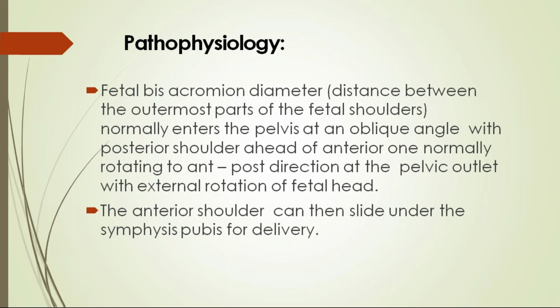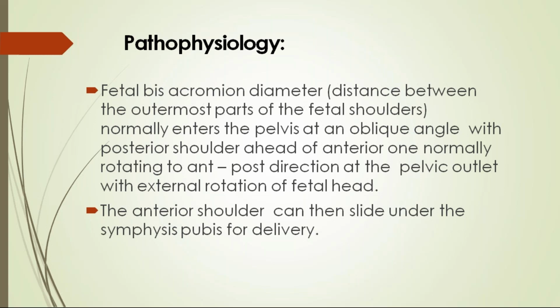Coming to pathophysiology, to know something is abnormal, we should know what is normal, the normal physiology that occurs during delivery of the baby. Normally, the fetal bisacromial diameter, that is the distance between the outermost parts of the fetal shoulders, enters the pelvis at an oblique angle with the posterior shoulder ahead of the anterior. It then rotates to the anteroposterior direction at the pelvic outlet with external rotation of the fetal head. The bisacromial diameter engages in the oblique diameter and rotates into the anteroposterior direction with the anterior shoulder below the pubic symphysis and the posterior shoulder downwards. This 45 degree rotation occurs with external rotation of the fetal head.